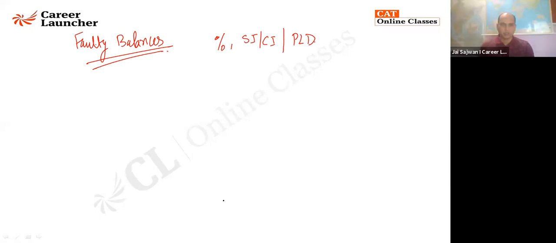Faulty balances is the topic which is going to be discussed first. We already did percentage. After that, we did SI, CI, simple interest, compound interest, and finally profit, loss, discount. So before I move on to this one, let me do a quick revision of what we did in the earlier class, because the same method is going to be used here.